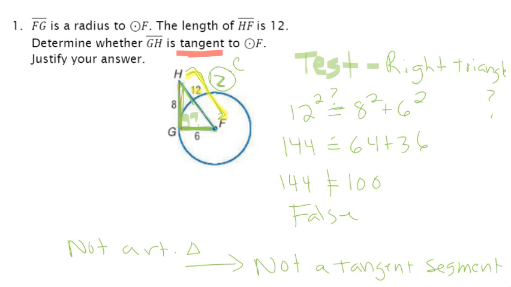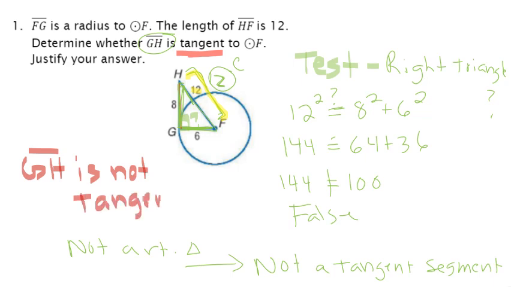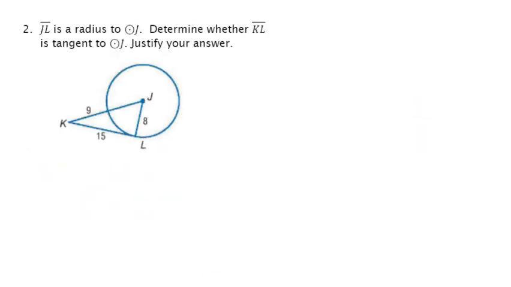Another way to think of it is that we're trying to determine if GH is tangent. You might also have written that GH is not tangent, and that would also have worked. So basically we're using the converse of the Pythagorean Theorem to show that that's not a tangent segment. The next example is the same concept, just the diagram looks a little different.